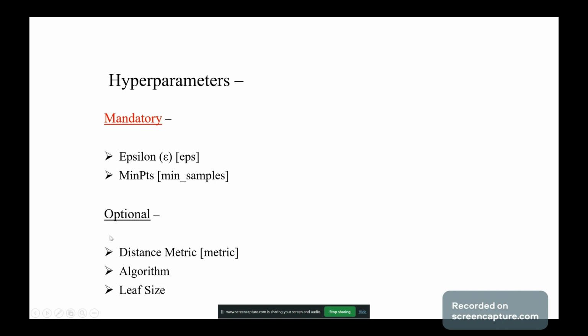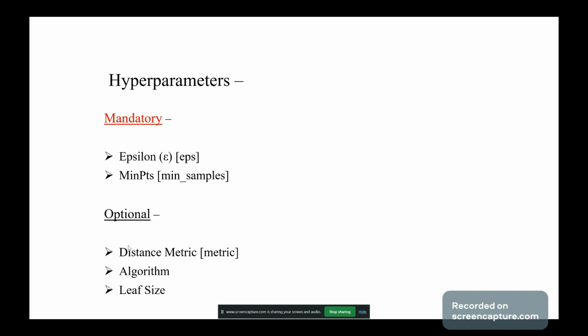Now, there are three other optional ones that are important to discuss if we want to tweak the model a bit. Number three, distance metric, which specifies which distance we want to use, for example Manhattan distance, Euclidean distance, or maybe the Mahalanobis distance. Number four, the algorithm, which specifies which algorithm we can choose to find the nearest neighbors, maybe the ball tree, the KD tree, etc. And number five, the leaf size, which specifies the number of points in each leaf node of the tree. So overall, tuning these hyperparameters appropriately is essential for achieving optimal clustering results with DBSCAN.